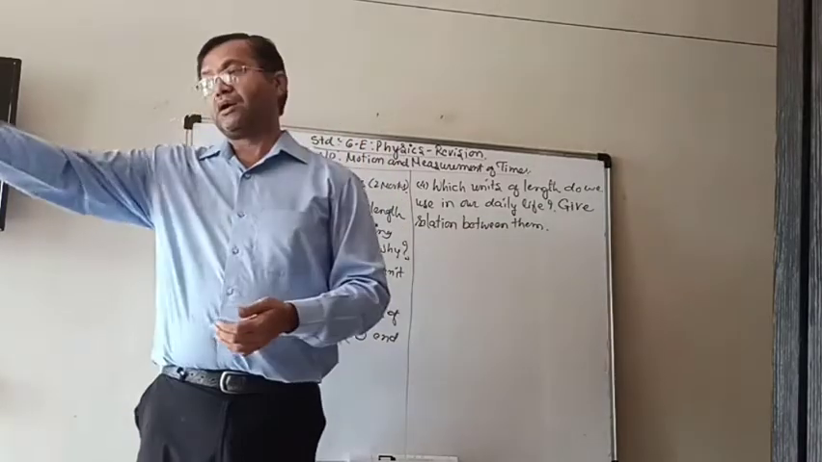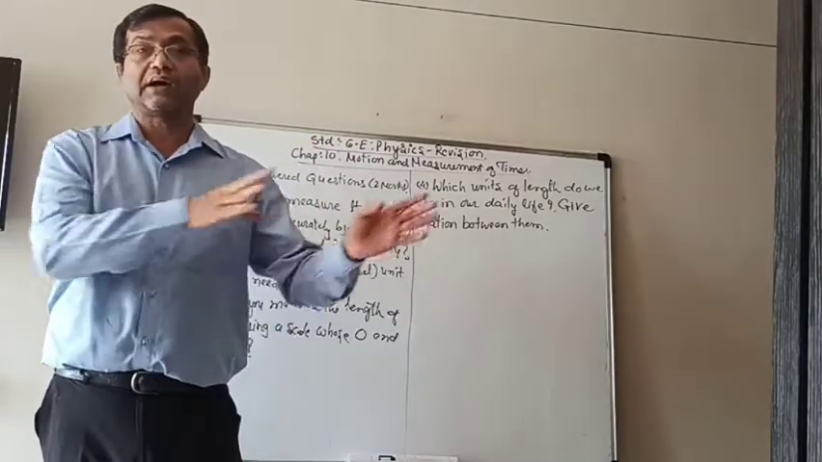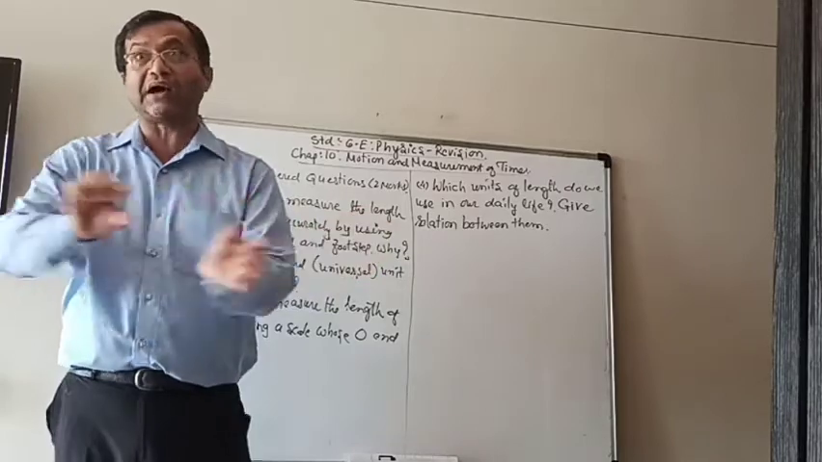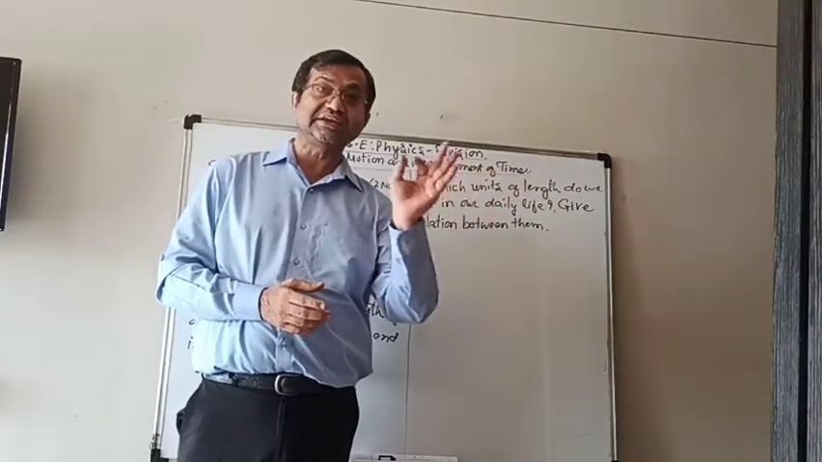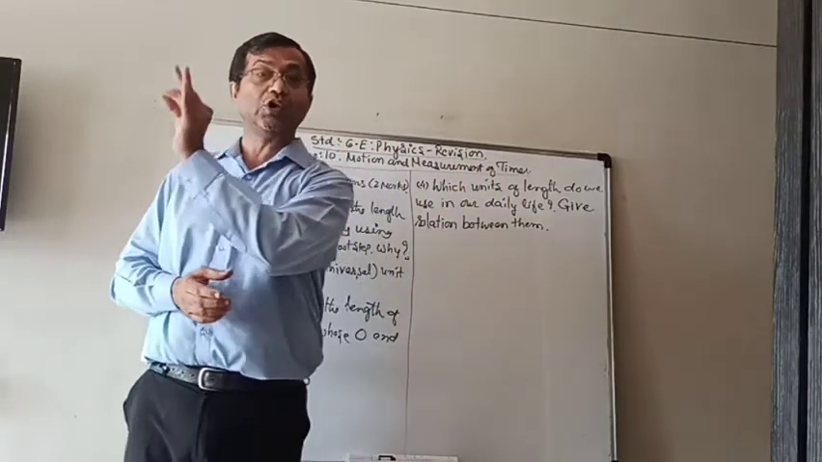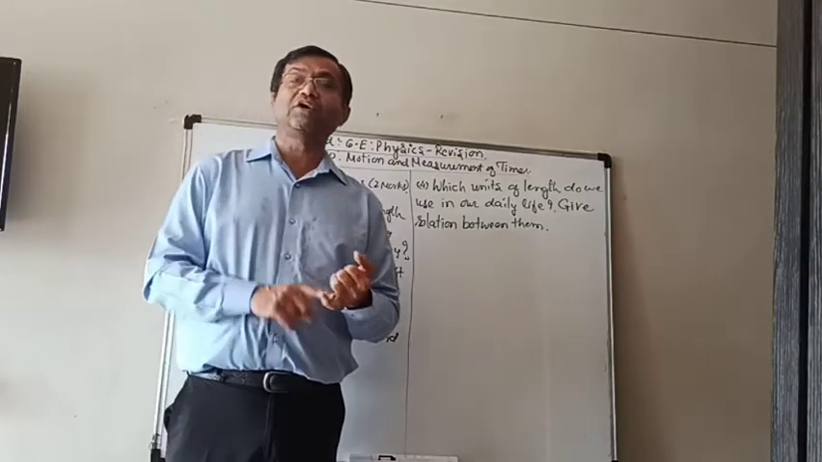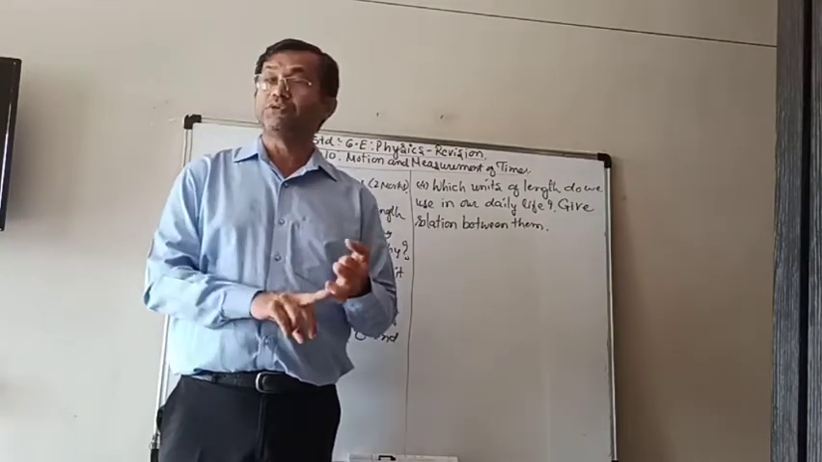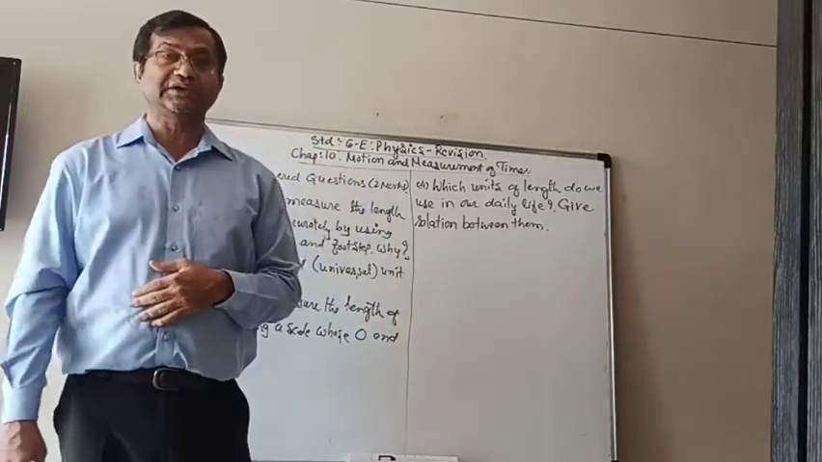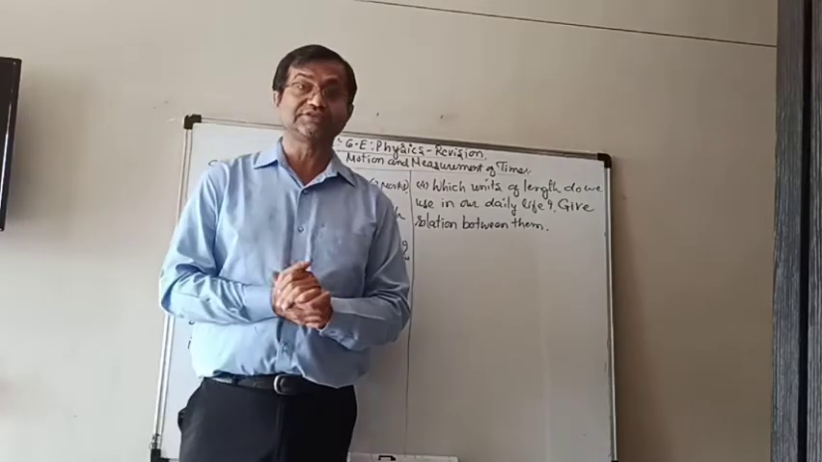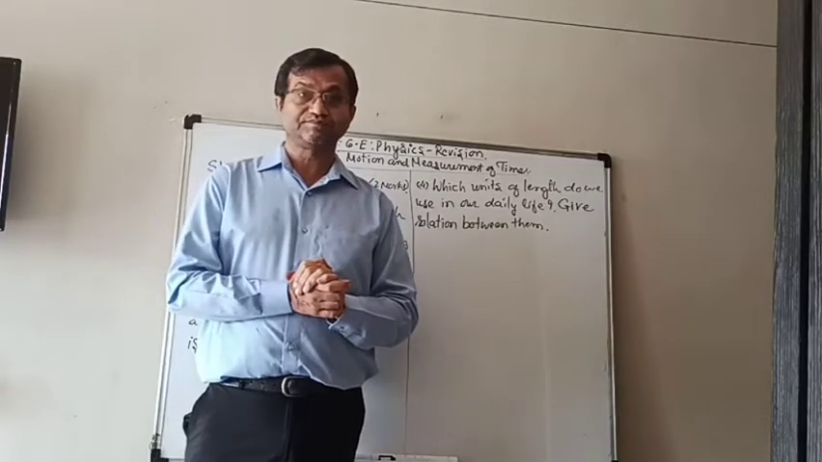Actually there is a sequence: milli, centi, deci, meter, deca, hecto, kilo. After each prefix you write meter, and then all are units of length. But here we are going to learn about only a few: meter, centimeter, millimeter and kilometer. Now 1 kilometer is equal to 1000 meter. Those are the relations now.